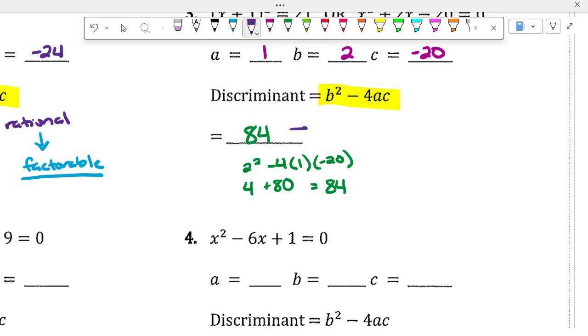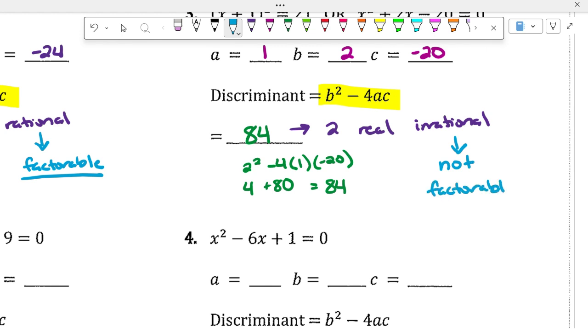So what type of solutions would I have? That's my discriminant. So 2 real. Now, will they be rational or irrational? Irrational. Why? It's not a perfect square. So would this be one that we can factor or not? We could not factor it because we'll get irrational solutions. So it's not factorable. Does everyone understand how you do that? How you can tell if it's worth your time or not?